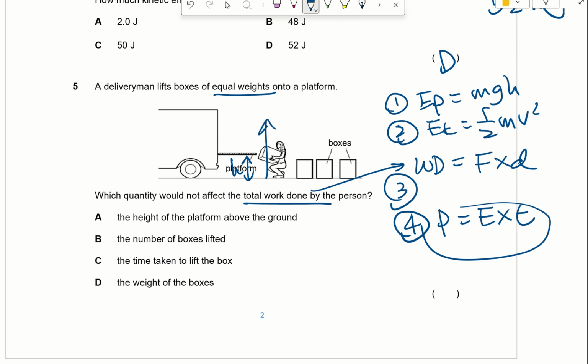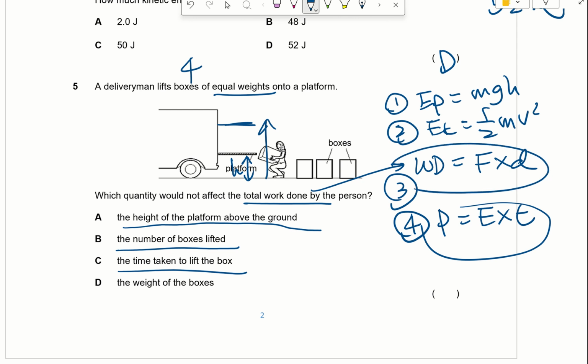Now, which quantity will not affect the total work done? He's carrying 4 boxes, right? So the height of the platform above the ground will actually affect it. If I ask him to move it up to an even higher height, then he will need to use more energy and more work will be done. The number of boxes lifted, yes, right? Lift 1 box versus lifting 4 boxes. The time taken to lift the box, no, because if you look at the formula, time does not appear in the formula. So answer is C. The weight of the box actually affects the force that is required.